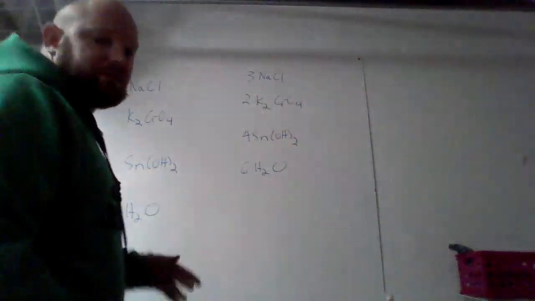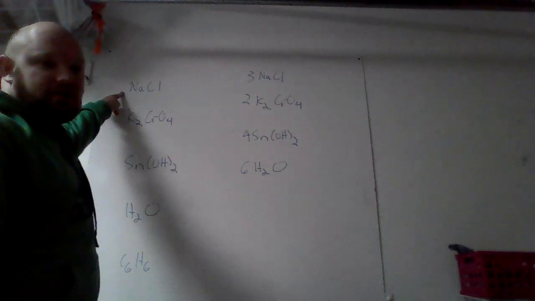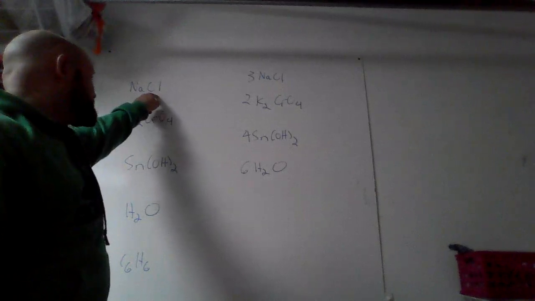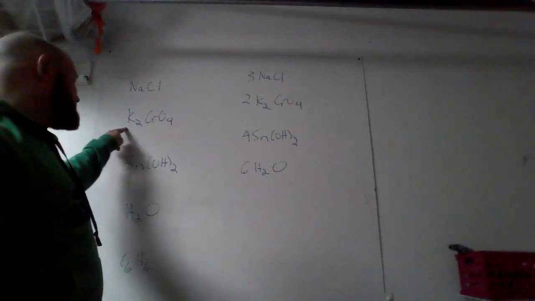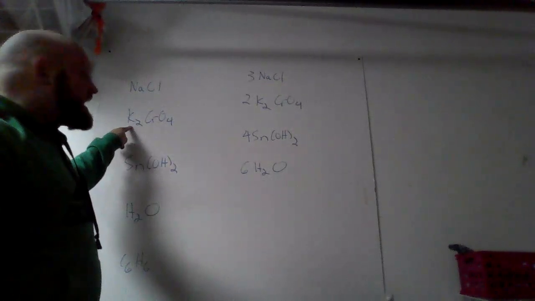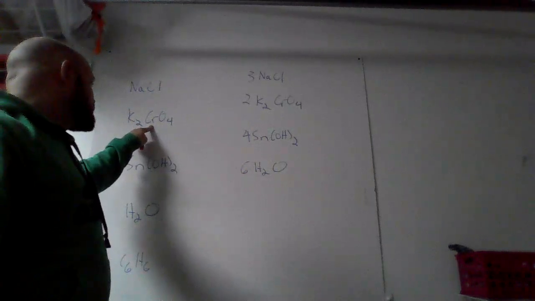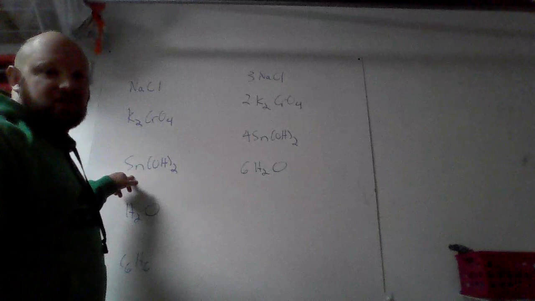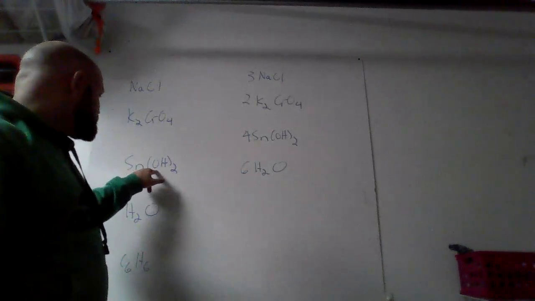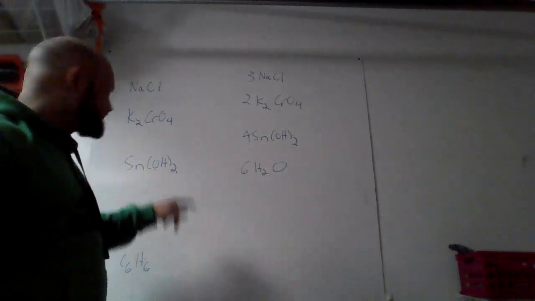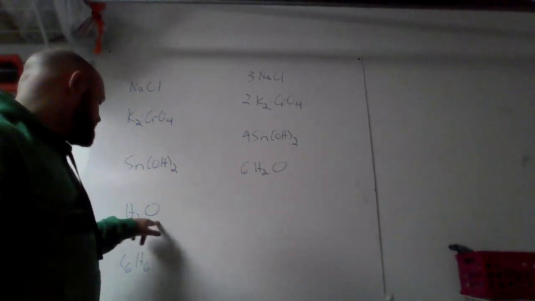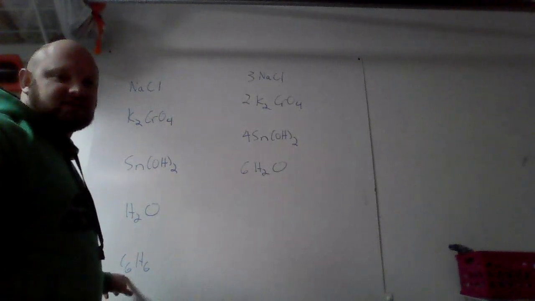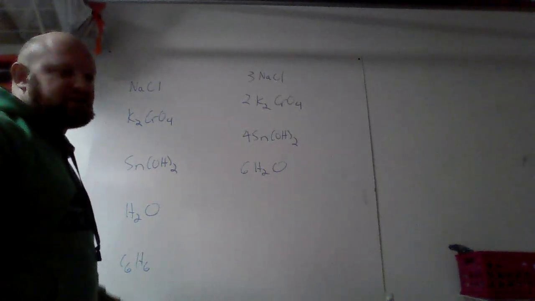So, for example, let's look at sodium chloride, NaCl. So I have one Na, one Cl. If I have potassium chromate, I have two potassiums, one chromium, four oxygens. If I have tin 2 hydroxide, I have one tin, two oxygens, and two hydrogens. H2O, two hydrogens, one oxygen. C6H6, six C's, six H's.